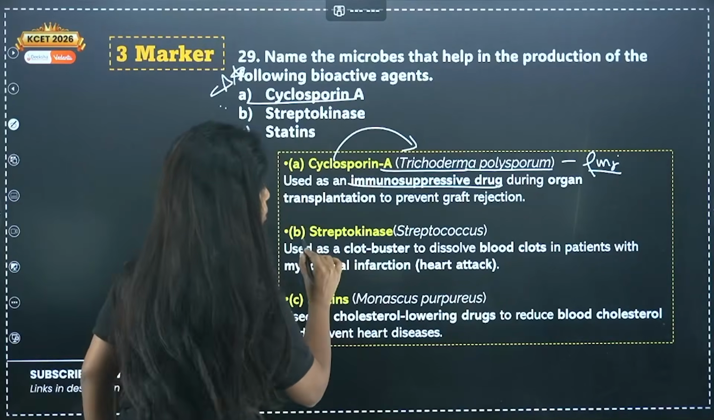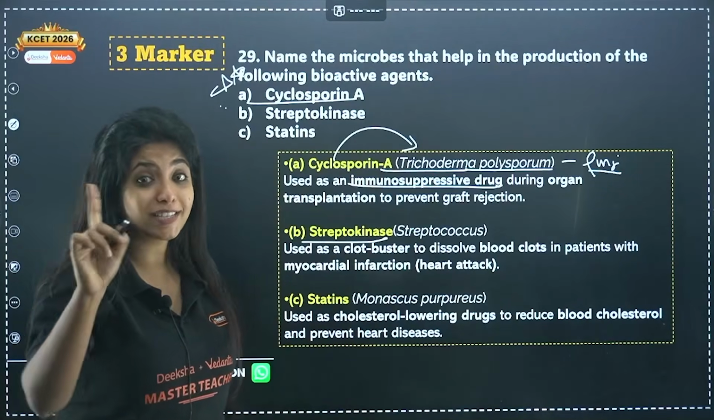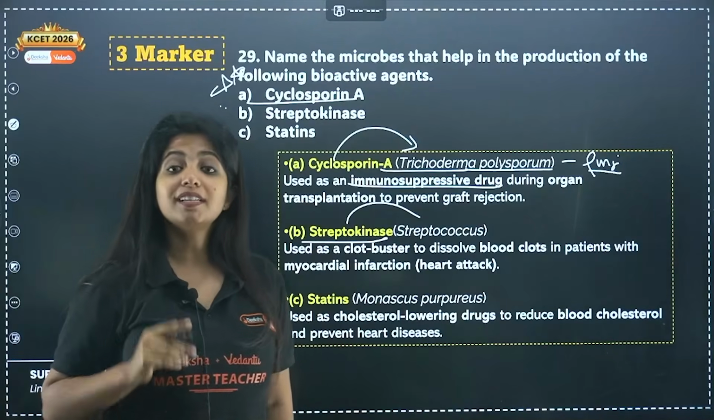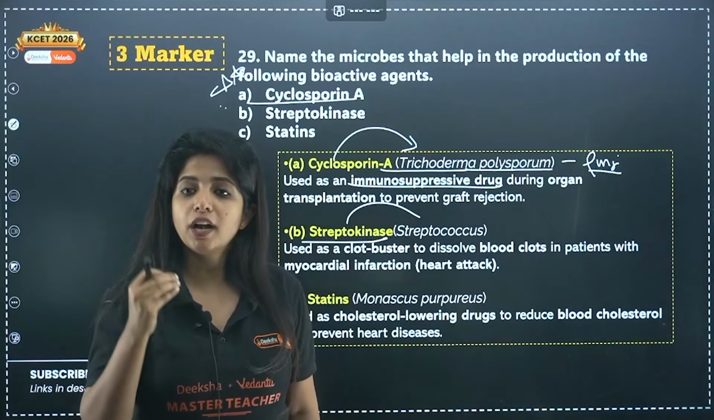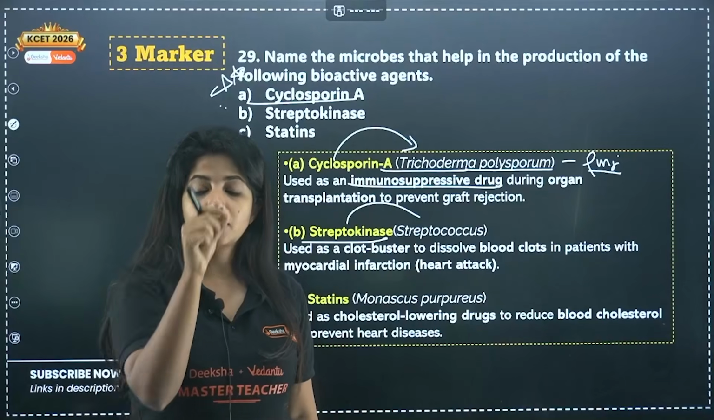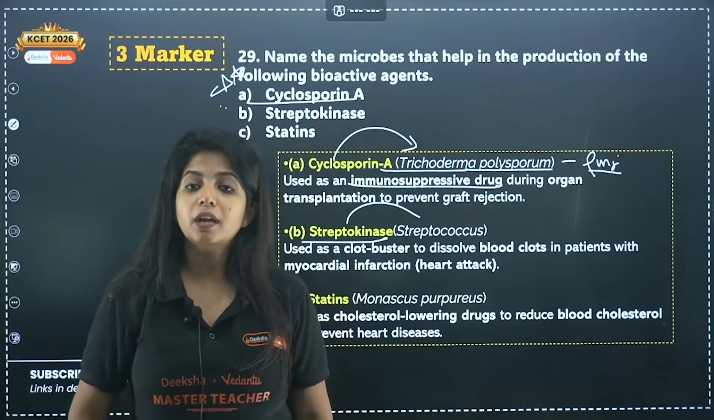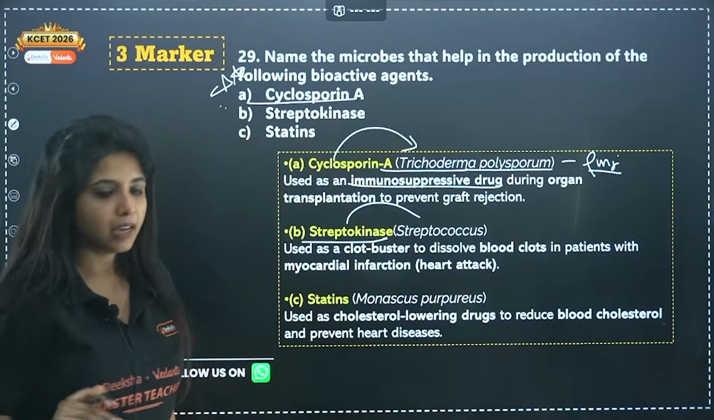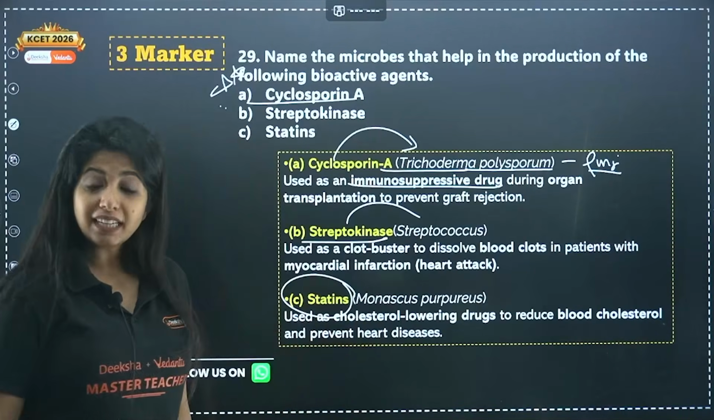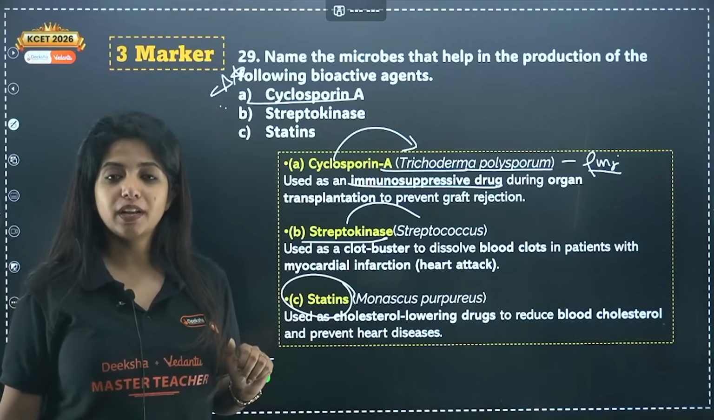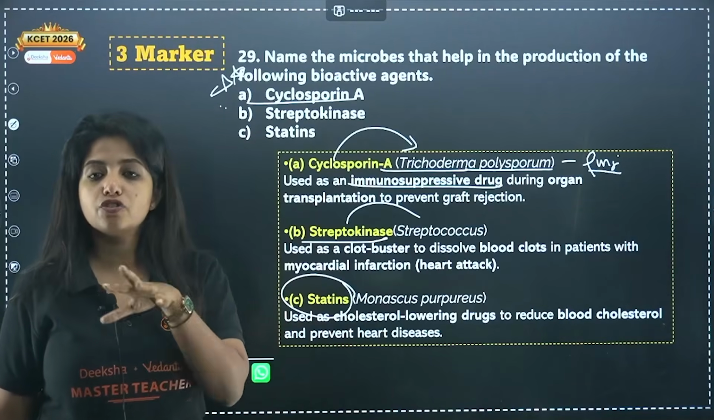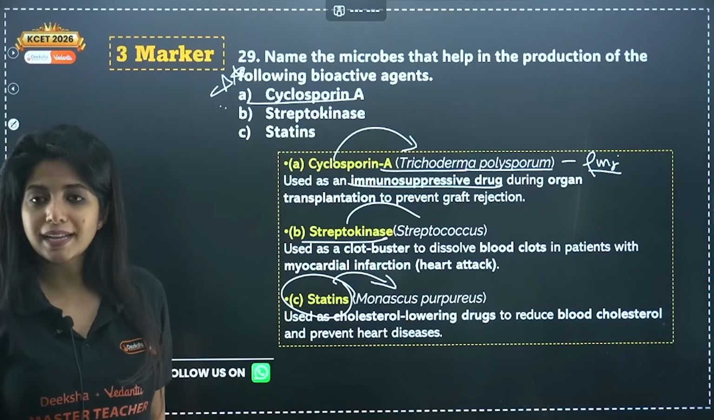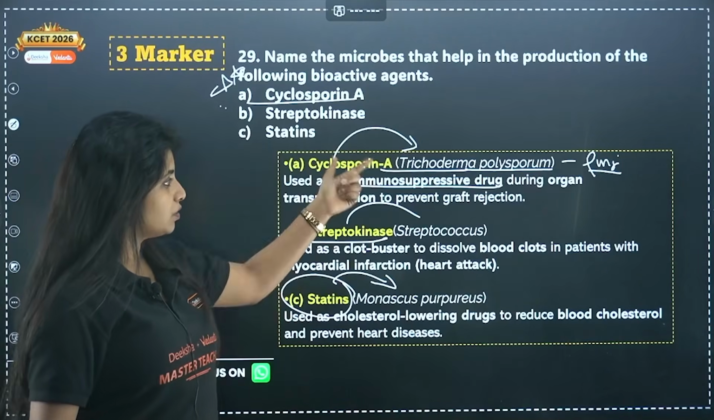Okay, now streptokinase, you get it from Streptococcus, not Staphylococci, not Penicillium. Streptococcus. Streptokinase is what? It is a clot buster. That means any clots which are being formed in the body, it has to burst them. That is how we can prevent heart attack, or what you call myocardial infarction. Now we have one more thing, statins. Statin, my dear children, lowers the blood cholesterol level. You get it from Monascus purpureus. Where do you get it from? Monascus purpureus. So three names are there.